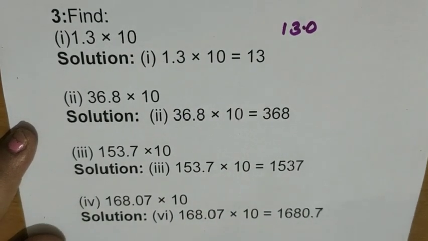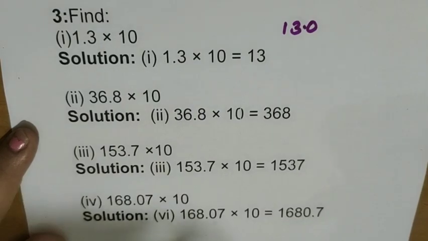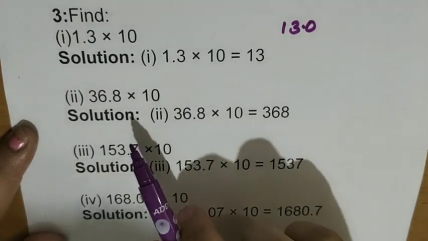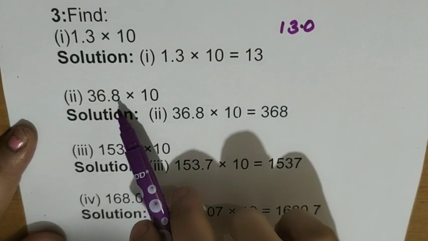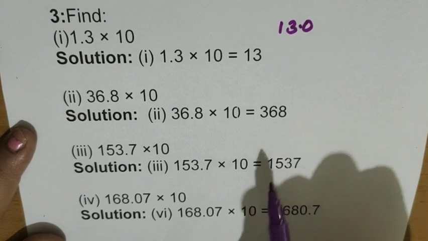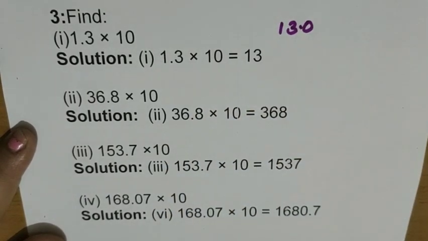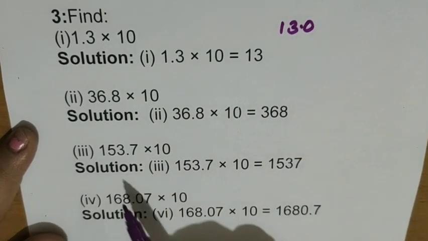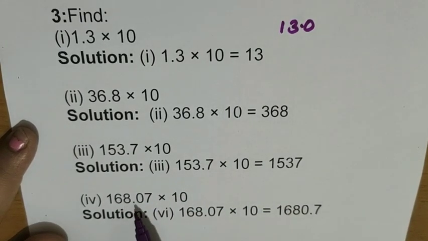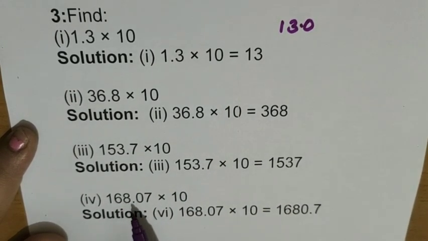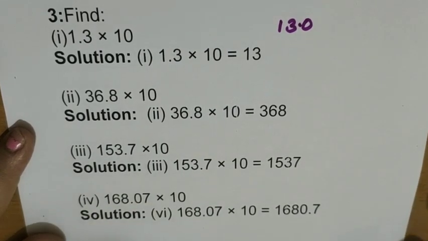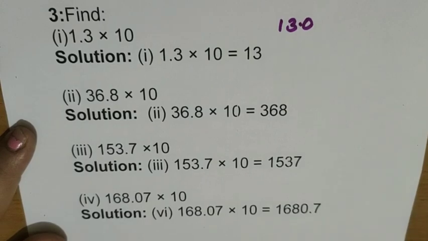I know that no explanation is required for all this multiplication by 10, 100 and so on. Just for understanding, I have told the sentence. 36.8 into 10. What is the answer? We will get 368. So the decimal point is moving one place towards the right. 153.7 into 10, 1537. 168.07 into 10 is 1680.7. So just multiply with 10 and according to the number of decimals we can put the point.